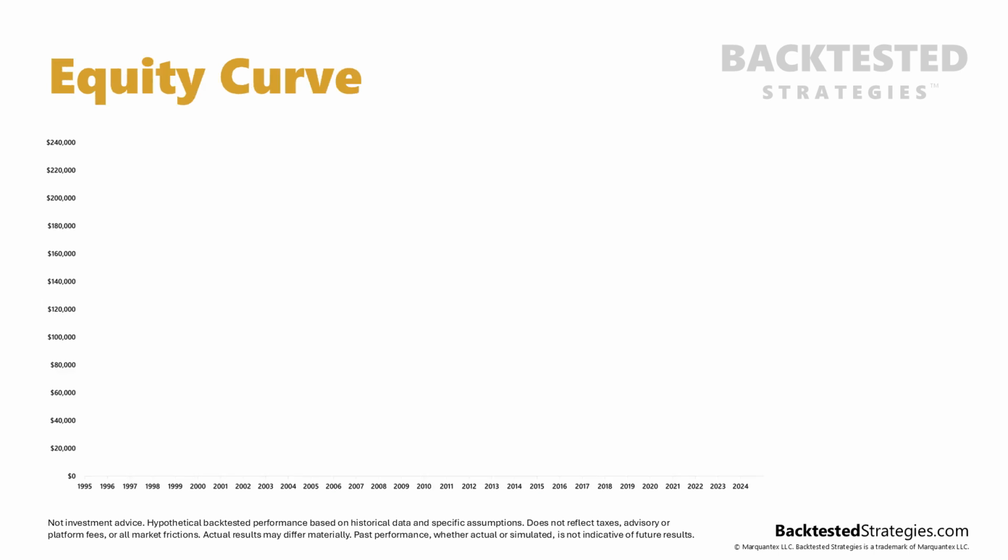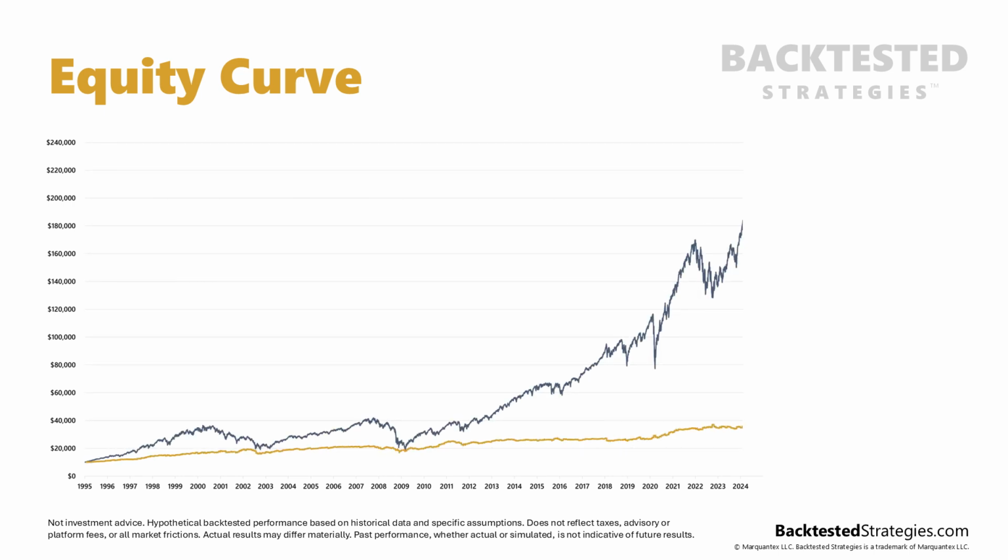Now that you've seen the scorecard, let's look at how those results show up over time on the equity curve. The gold line is monthly turn, and the dark line is buy and hold. Notice the shape of the gold line. It stair steps, then flat lines. That's not slow compounding. It's the strategy sitting in cash because it only holds SPY from the end of the month through to the close of the third trading day. And it's out of the market the rest of the month.